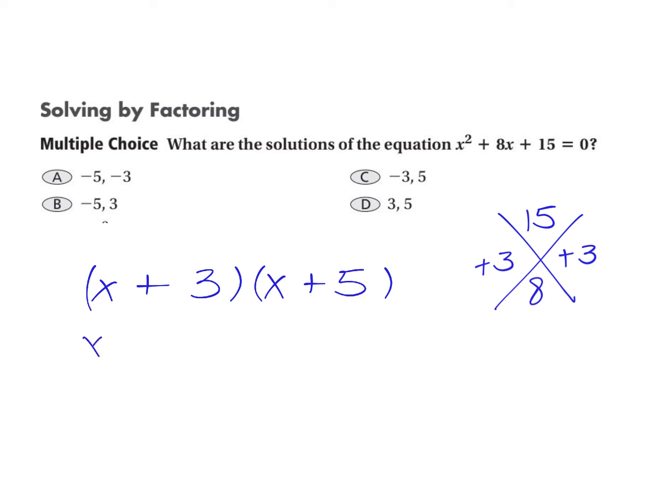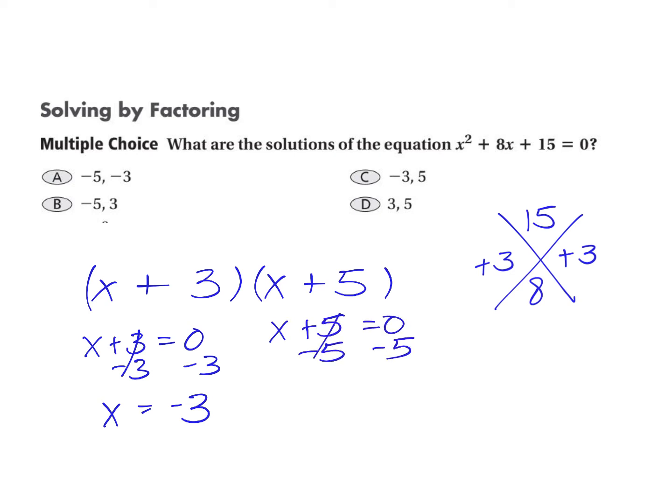Now we're going to solve these by setting them equal to 0. This is the zero property. So I'm going to subtract 3, so x equals -3. And here we have x plus 5 equals 0, so I'm going to subtract 5 on both sides, so x equals -5. So our solutions are x equals -5 and x equals -3.